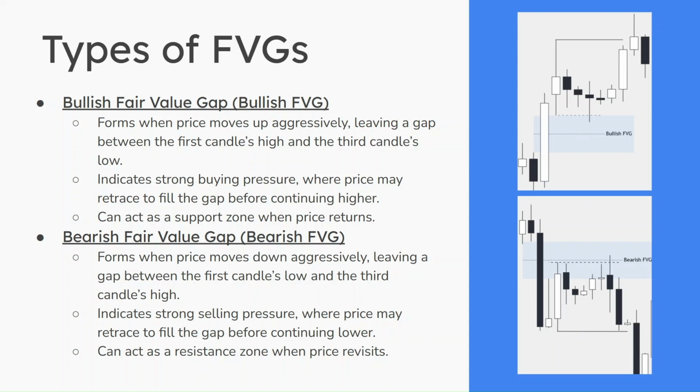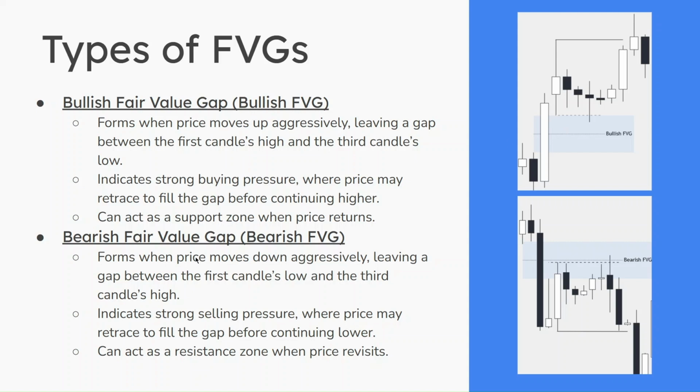So here we can elaborate more on the types of fair value gaps that we will be using. Firstly, we have a bullish fair value gap, which forms when price moves up aggressively, leaving a gap between the first candle's high and the third candle's low. It indicates strong buying pressure and price may retrace to fill the gap before continuing higher. Basically, the fair value gap here can act as a support zone for the price when it retraces.